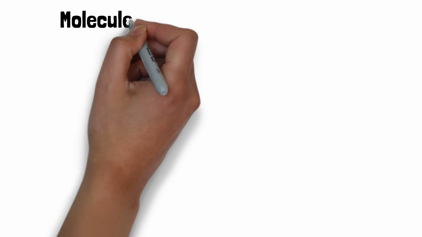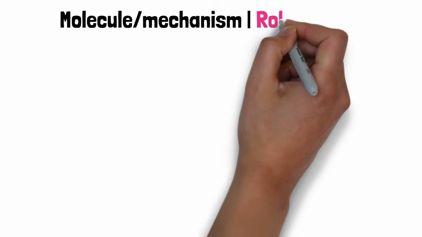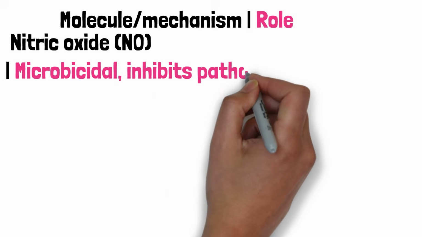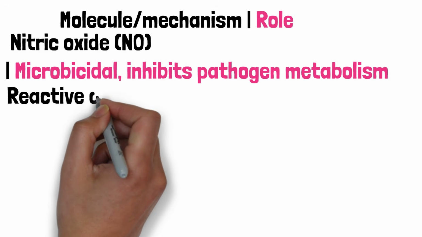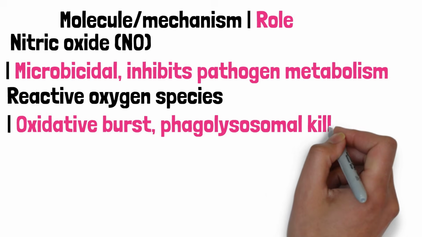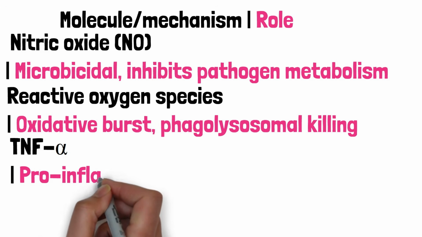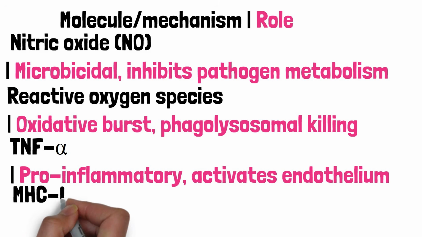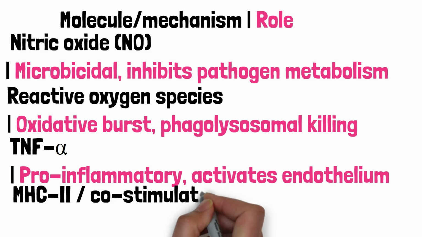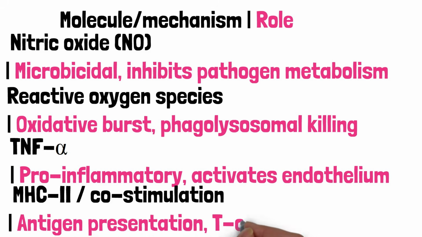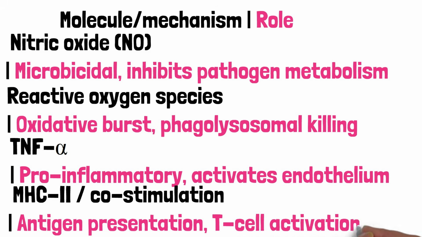Let's lock this in as a table because it's a favorite exam format. Nitric oxide is microbicidal and works by inhibiting the pathogen's own metabolism. Reactive oxygen species drive the oxidative burst and phagolysosomal killing. TNF-alpha is pro-inflammatory and activates the endothelium along with other immune cells. And MHC class II with co-stimulation is the row that connects effector function back to antigen presentation and T-cell activation, the bridge between the macrophage's killing job and its signaling job.